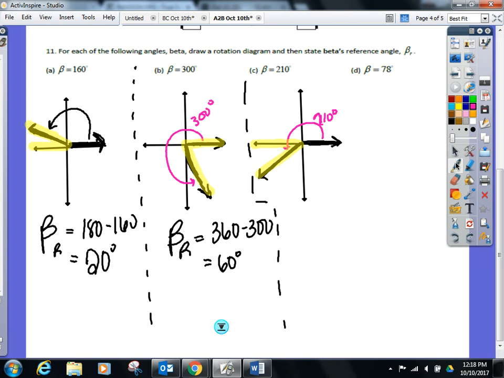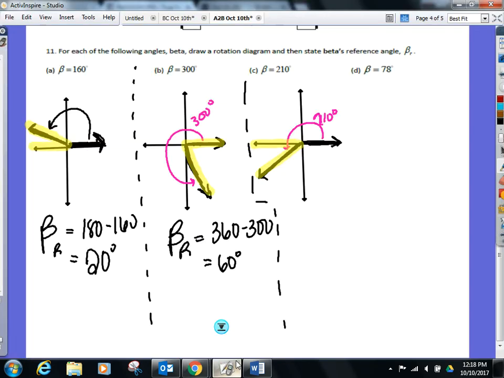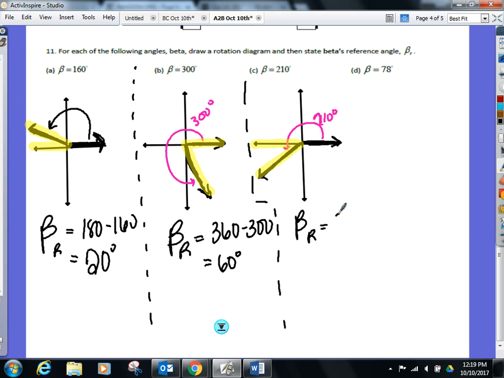So what am I going to have to do here to find that reference angle? I take the bigger angle, 210, and subtract what from it? That 180 degrees from here to here. Yep, 210 minus 180 gives me that angle of 30 degrees, which is between 0 and 90. You are correct. Questions?